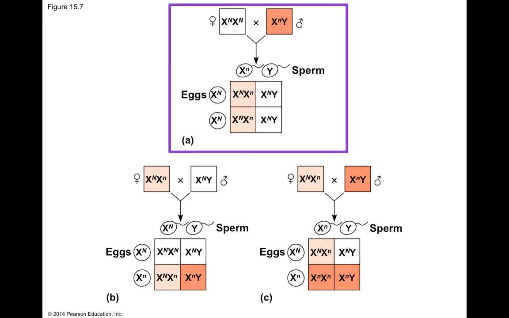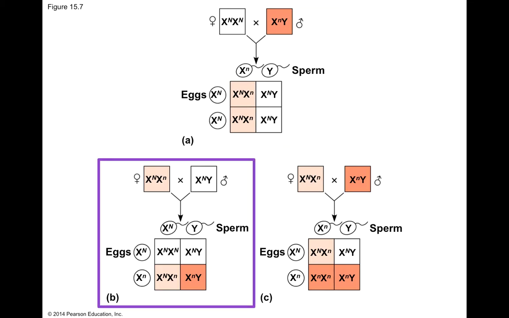In the first example, we're crossing a homozygous woman for normal vision with a colorblind man. This results in all the daughters having normal vision, but being carriers, and all sons having normal vision as well. The second example is crossing a woman with normal vision, but is heterozygous, a carrier, with a normal male. This results in all daughters having normal vision, but there's a 50% chance that they will be carriers. And with the sons, there is a 50% chance that they could have color blindness.